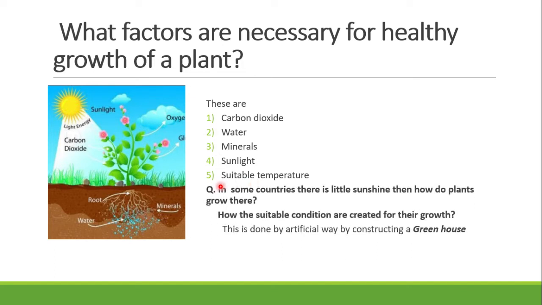In some countries, there is little sunshine. Then how do plants grow there? Or how are the suitable conditions created for their growth? This is done artificially: a room is constructed that gives them favorable or controlled conditions, and that is named a greenhouse.